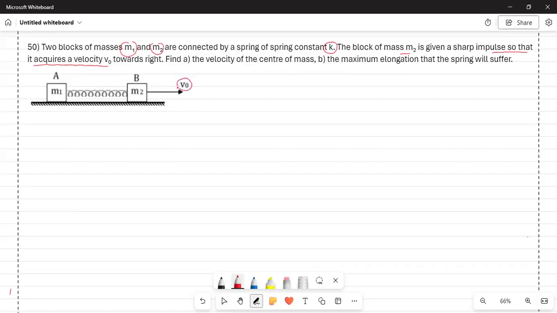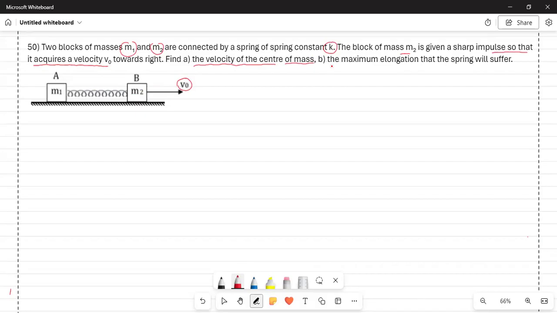Now, what will happen if M1 is fixed and I give a short impulse to M2? The spring will be stretched. And of course, thereafter, the spring will come back to its earlier position, or it will be further stretched. Whatever. First, it will be stretched and then it will come back. The question is, find the velocity of the center of mass. And there is a second question. We shall see the second question here.